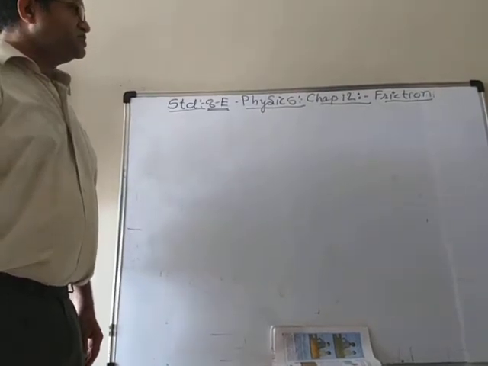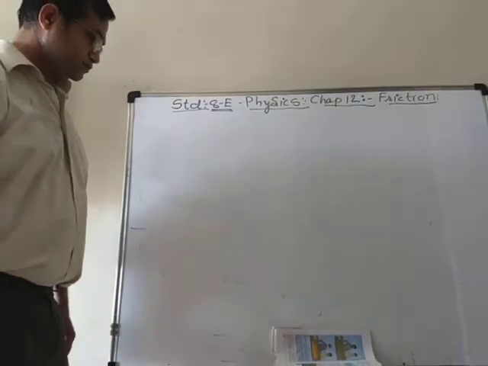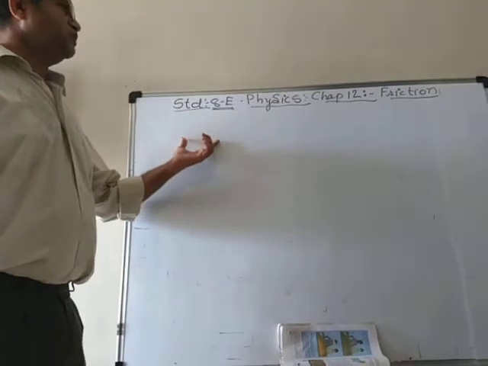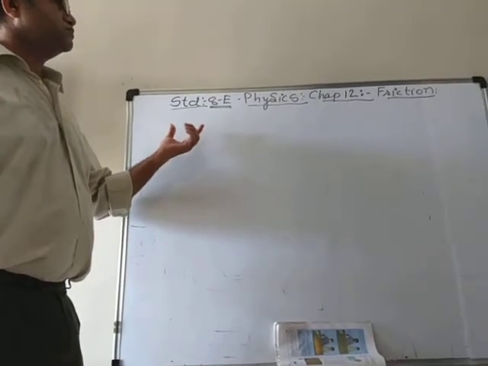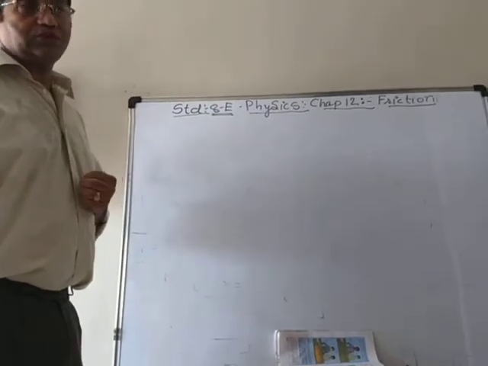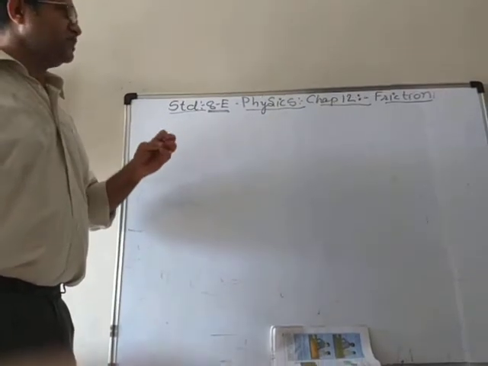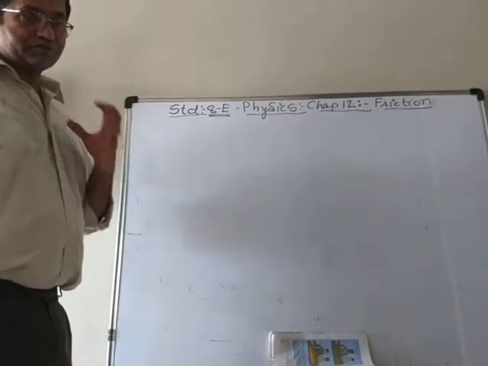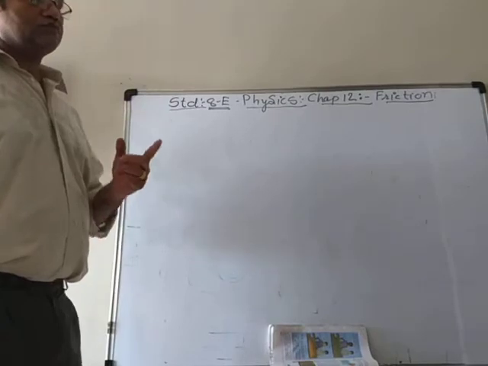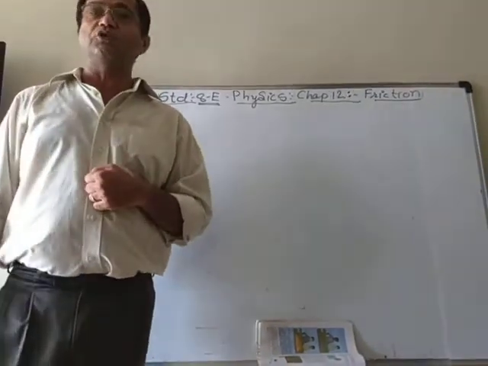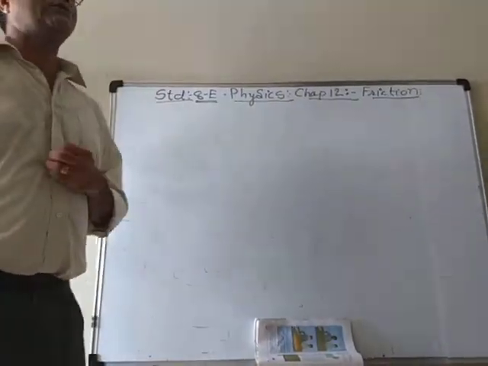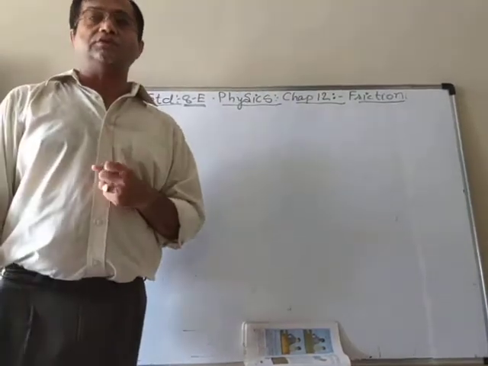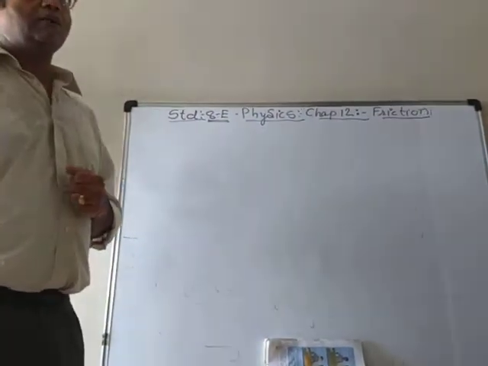In the chapter 12 Friction, in the last video we understood what is friction. Friction is a force which is acting in the opposite direction of the motion, which means it opposes the motion and slows down the motion of the moving objects.